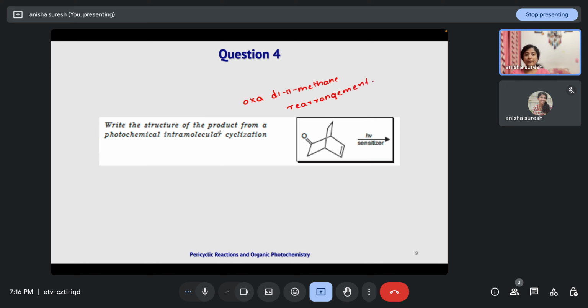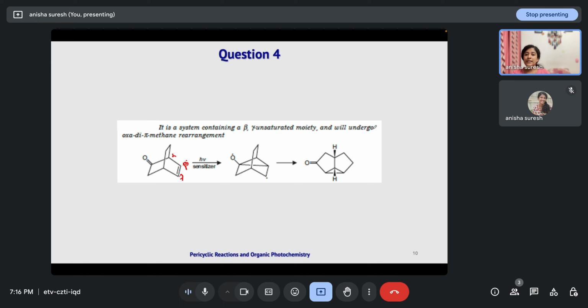Okay, so let us see the mechanism of this reaction. What will be happening under photochemical condition? This carbonyl will get excited, leading to formation of an oxygen radical and a carbon radical. Then that carbon radical can react with this alkene, leading to formation of a cyclopropane and a carbon radical here. Next, we will see what happens. It is a system containing a beta, gamma unsaturated moiety, and it will undergo an oxa-di-π-methane rearrangement.